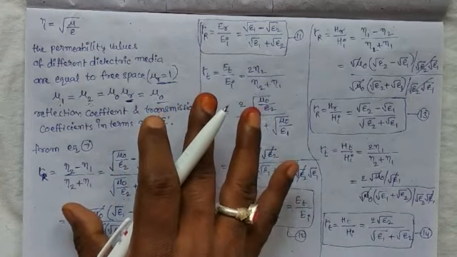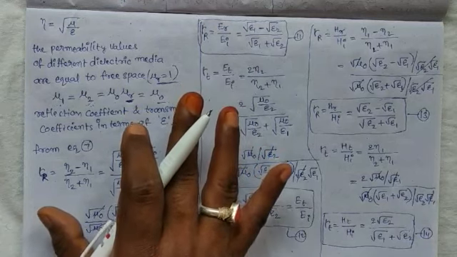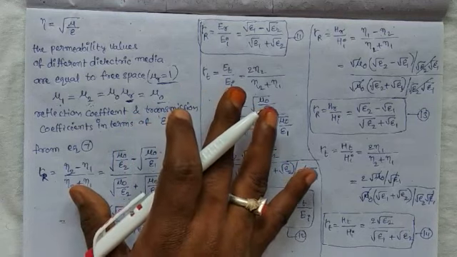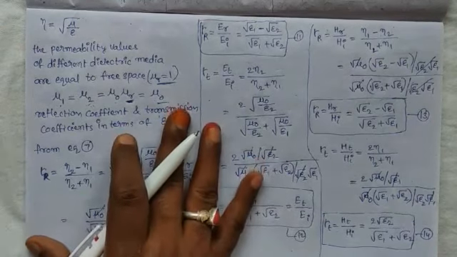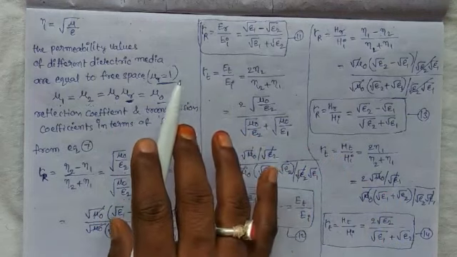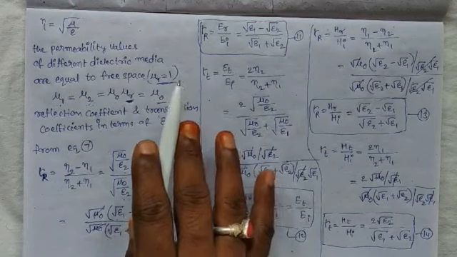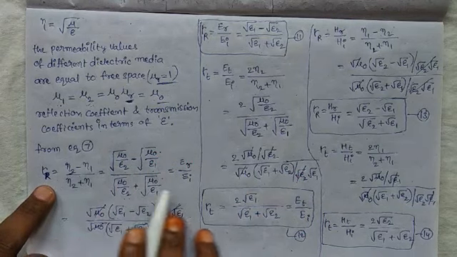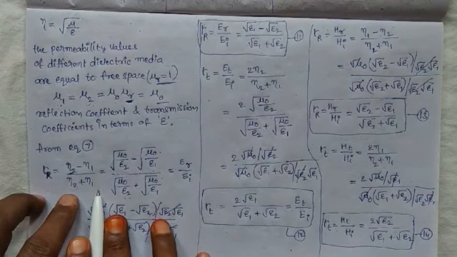In this normal incidence we are determining the reflection coefficient and the transmission coefficient in terms of the electric field and the magnetic field. Now we are observing some differences between the reflected wave in terms of electric and magnetic waves. For the reflected wave in terms of electric field, it is eta 2 minus eta 1 by eta 2 plus eta 1.